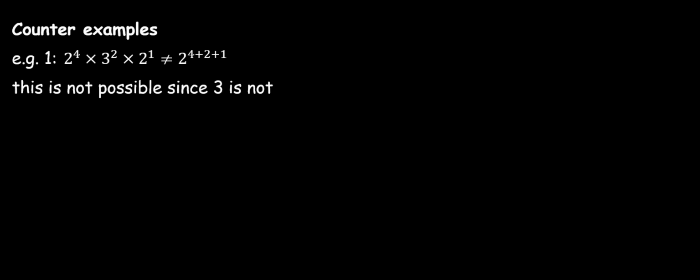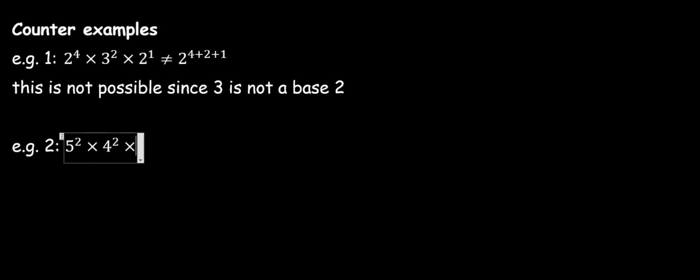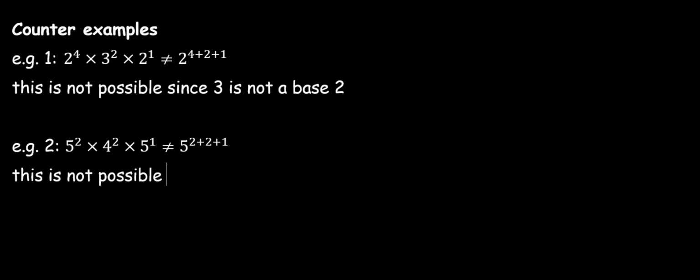Let's take another counter example. 5 raised to power 2 times 4 raised to power 2 times 5 raised to power 1 is not equal to 5 raised to power 2 plus 2 plus 1. This is not possible since 4 is not in the same base as 5.